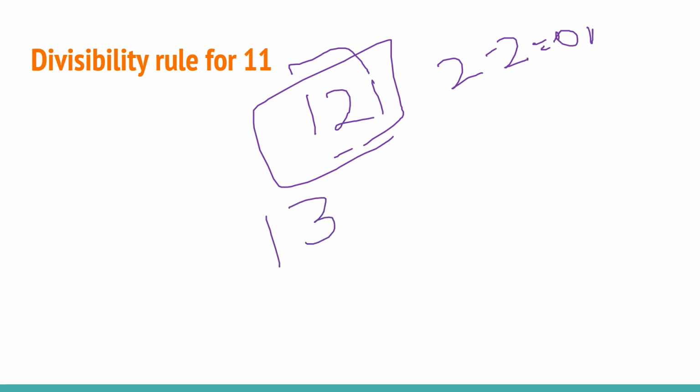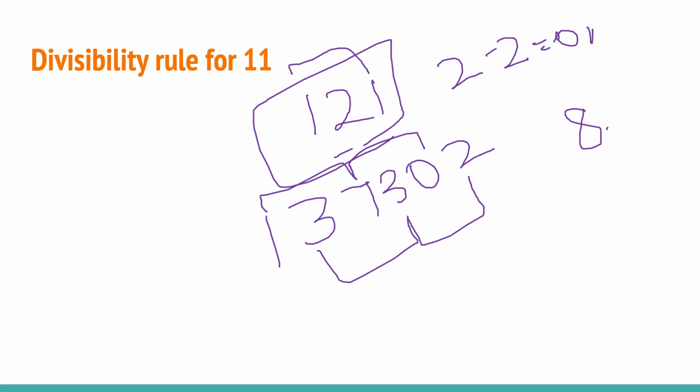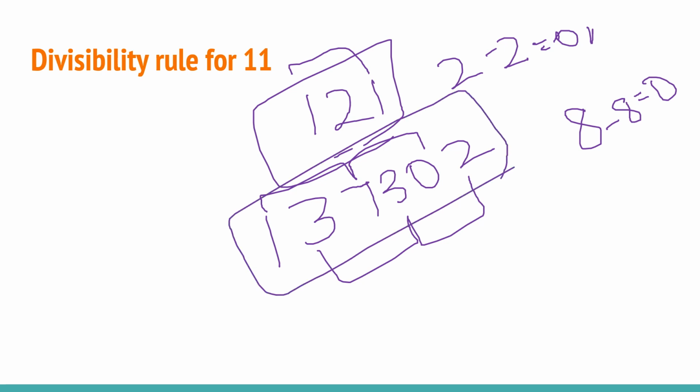Let us take some huge number, 137302. 1 plus 7 we get 8. 8 plus 0 we get 8. And 3 plus 3 is 6. 6 plus 2 is 8. So 8 minus 8 is equal to 0. Therefore 137302 is divisible by 11. If the difference is 1 or something which is not divisible by 11, then the given number will not be divisible by 11.